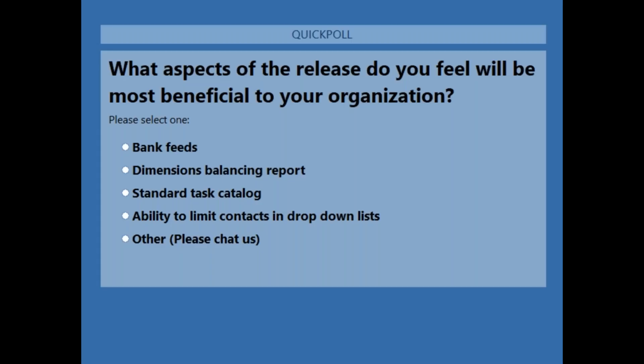What aspects of the release do you feel will be most beneficial to your organization? A, bank feeds. B, dimensions balancing report. C, standard tax catalog. D, ability to limit contacts in drop-down lists. E, other. And if it's other, just go ahead and chat us in the chat box.